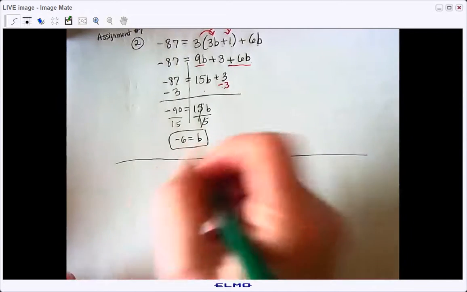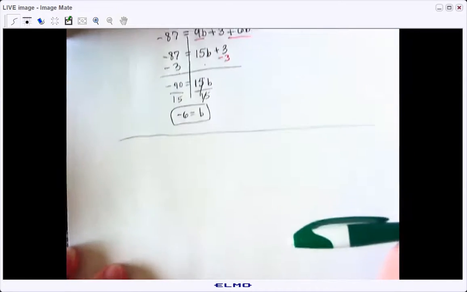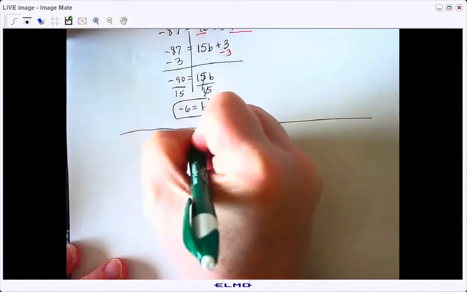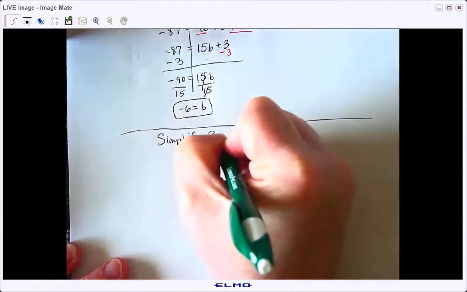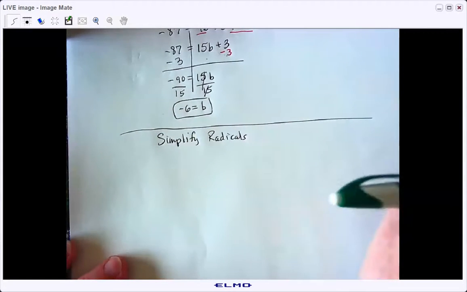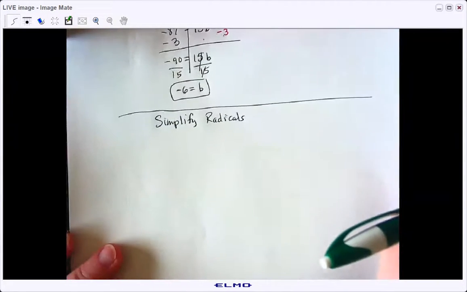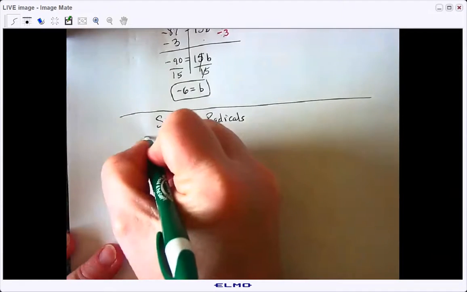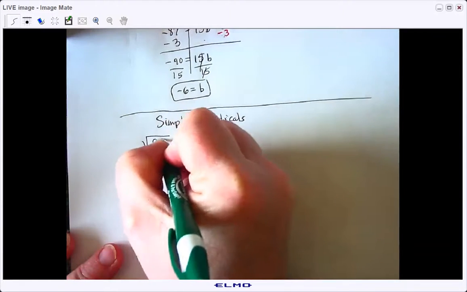Okay. So now let's talk about simplifying radicals. Now, we did do this last semester. I'm just going to touch on it a little bit. So if we were to simplify the square root of 90.